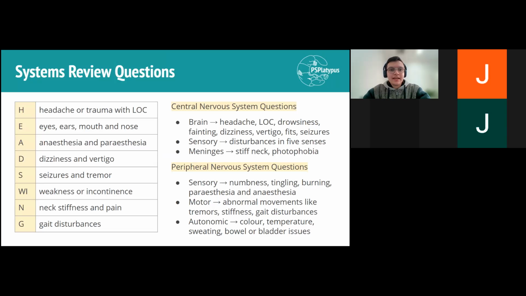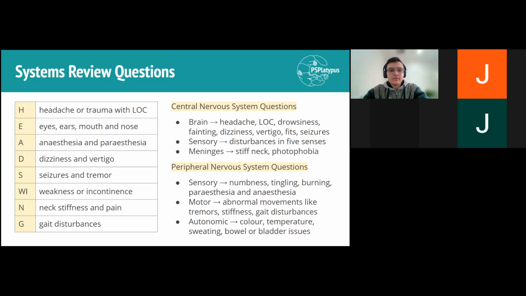So you remember things like headache, trauma with loss of consciousness for H. For E, it's basically all the 5 senses: eyes, ears, mouth, nose, taste, everything. A, you think about anesthesia, paresthesia, so we're thinking about loss of sensation or sort of pins and needles. With D, we're thinking about dizziness, so almost at the point of losing consciousness, or vertigo, where everything looks like it's moving around really strangely. S, thinking about seizures and tremors.